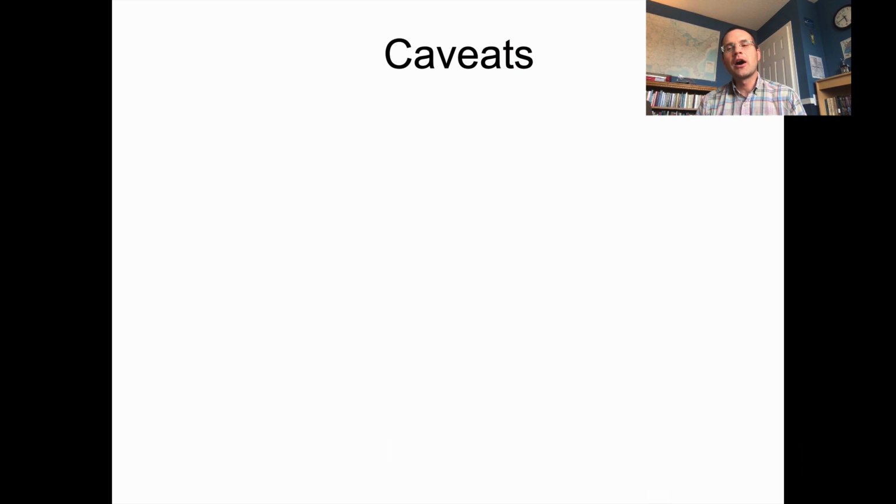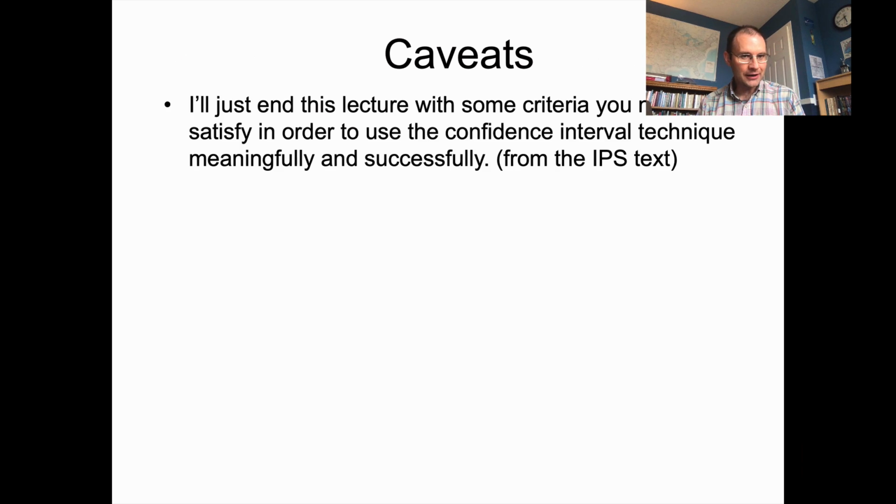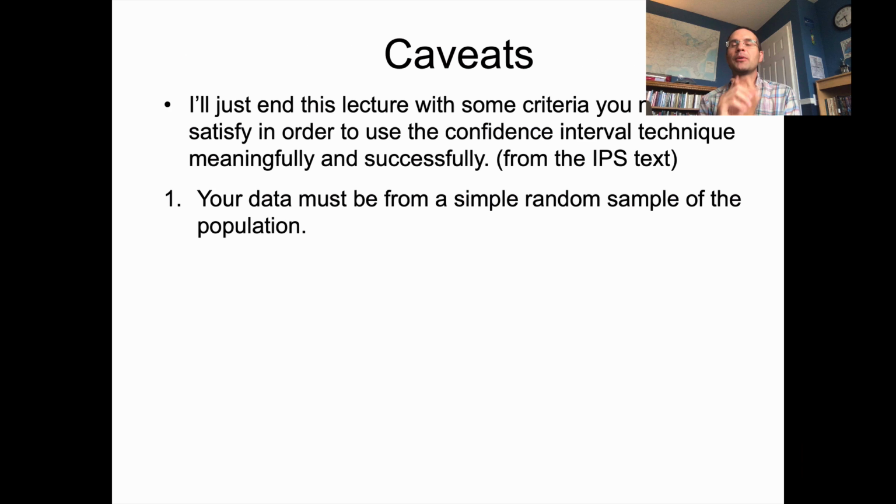In linguistics, we don't often estimate parameters like that, but in case you do, you might want to keep these things in mind. These are criteria or caveats that I borrowed from the Introduction to the Practice of Statistics textbook. This is what you need to keep in mind in order to use this technique meaningfully and successfully. Number one is this sampling ideal, that your data must be from a simple random sample of the population. It can't be biased in whatever particular way.